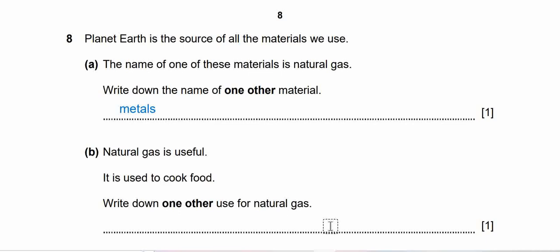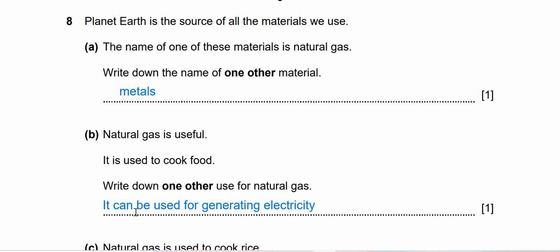10 seconds. 10, 9, 8, 6, 5, 4, 3, 2, 1. Alright guys, let's open up the answer. So we can answer, natural gas can be used for generating electricity. However, if you have any other answer, you may write it down in the comment section.